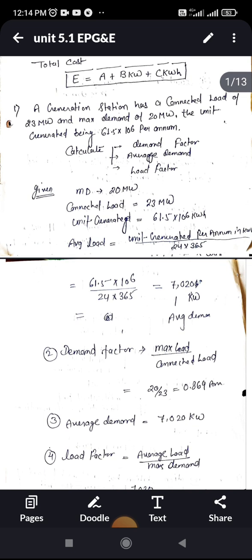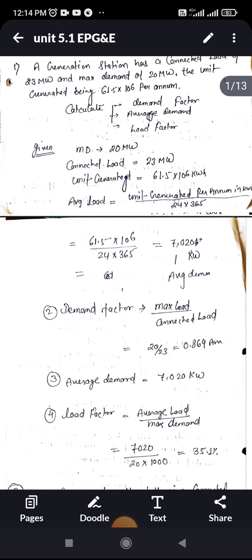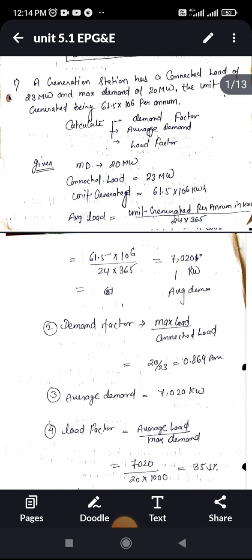The maximum demand, as we know, is 20 megawatt and the connected load is 23 megawatt. Units generated are 61.5 into 10 to the power 6 kilowatt hour, and average load is equal to units generated per annum in kilowatt hour upon 24 into 365. Putting in all the numerical values, the average demand is equal to 7020 kilowatt.